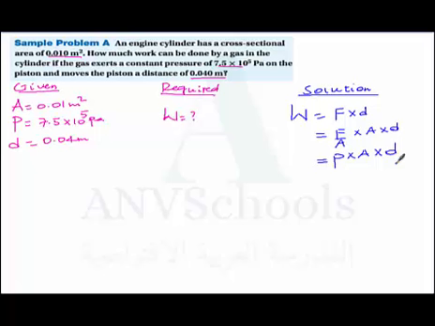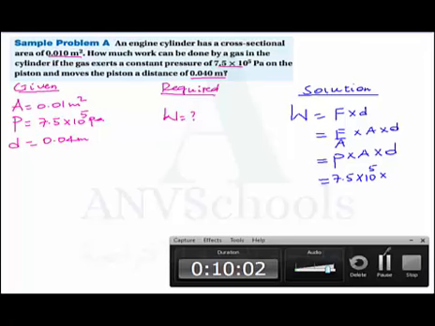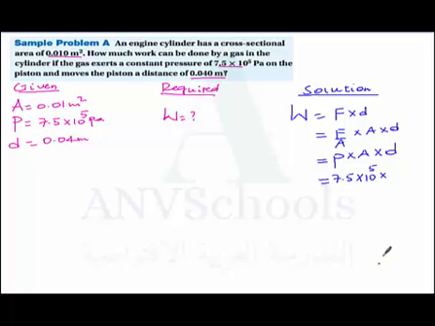Now let us substitute the given values. Pressure is 7.5 multiplied by 10 to the power of 5 Pascal, multiplied by the area, which is 0.01, multiplied by the distance traveled, that's 0.04. I'll forget the units for now, and finally write the answer in joule because the unit of work is joule.